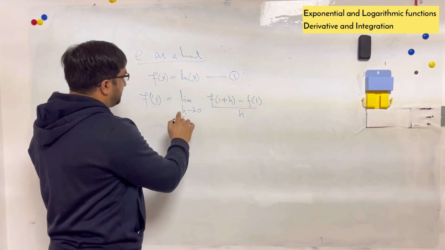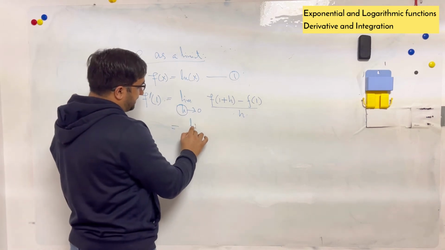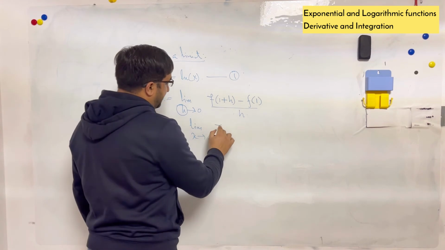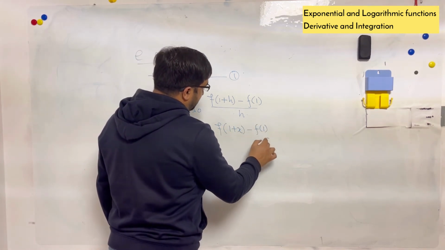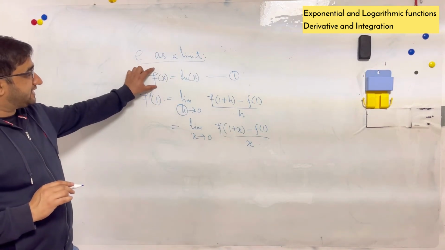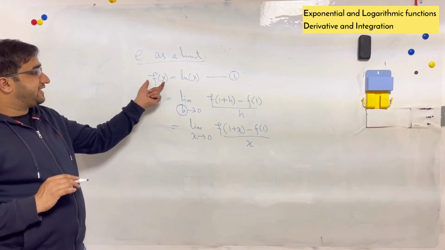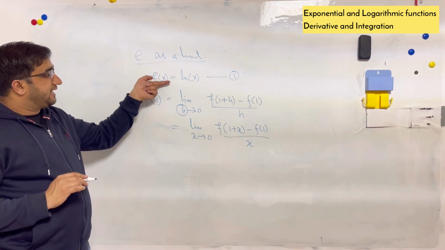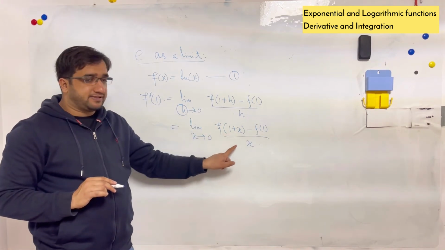Now suppose I replace this h with x. So it becomes limit x approaching 0, f of 1 plus x minus f of 1 divided by x. Wherever there is h, replace it with x. Now, in this case, this function f of x is the operator ln. Both are operating on the variable x. So if f operating on x is equal to ln of x, you can replace this function f with ln.